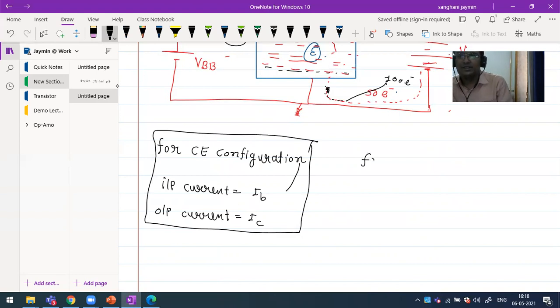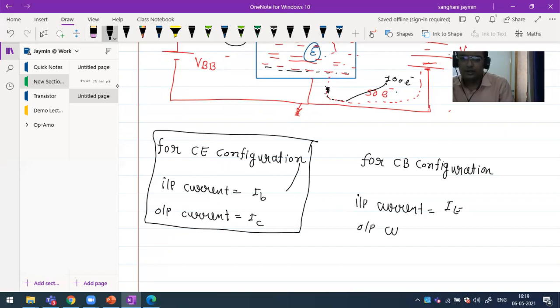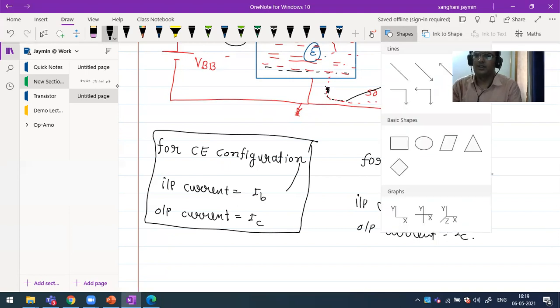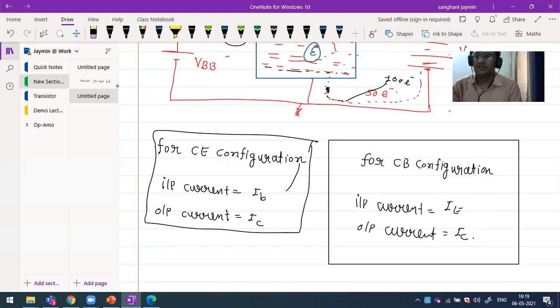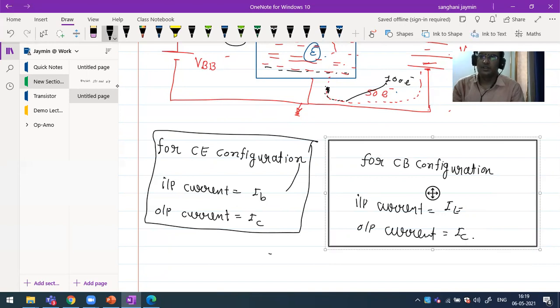And for common base configuration, the input current is equal to IE and the output current is equal to IC. See, this is known as the common base configuration. And this is known as the common emitter configuration. Please see this point very carefully.